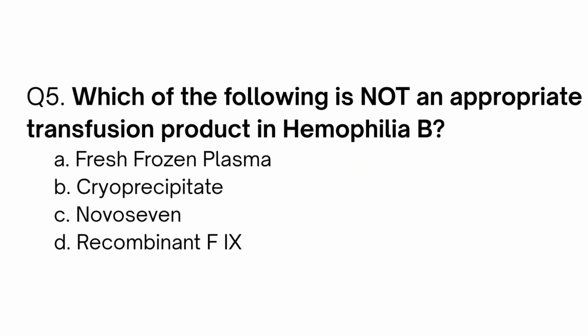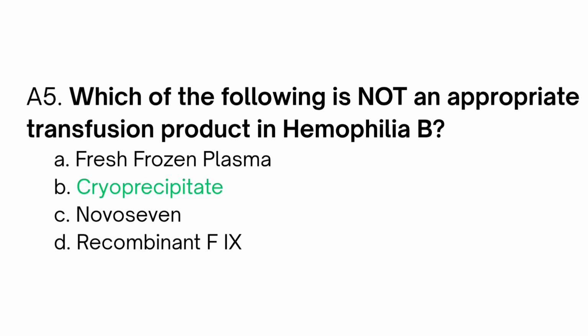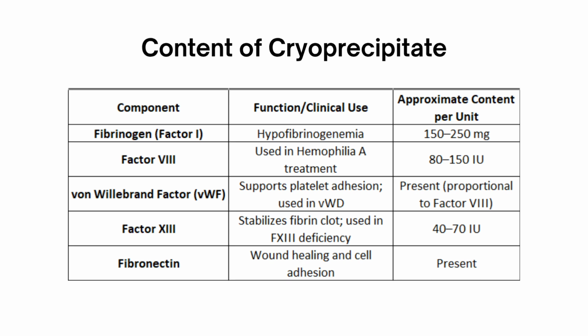So the last question for today's discussion is, which of the following is not an appropriate choice for Hemophilia B? The answer is cryoprecipitate. Please remember, fresh frozen plasma contains almost all plasma clotting factors. So this is the natural choice blood product. Recombinant factor 9 is the purest form and very effective in therapeutic and prophylactic use. But when an inhibitor develops, meaning there is antibody against factor 9, recombinant factor 9 is ineffective. So some bypassing agent like recombinant factor 7 or NovoSeven is useful to treat bleeding.